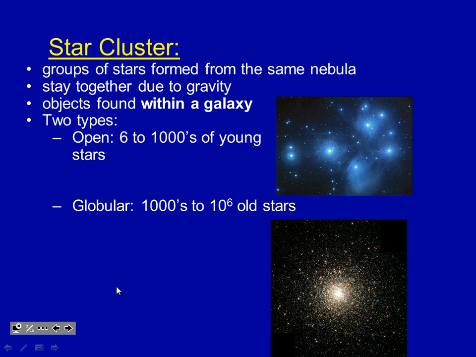Notice we're talking numbers of like 6, as long as they're kind of grouped together, to thousands. They can be thousands. So notice we're not talking about billions and billions of stars. We're not to the galaxy level yet. And these tend to be young, the open clusters.